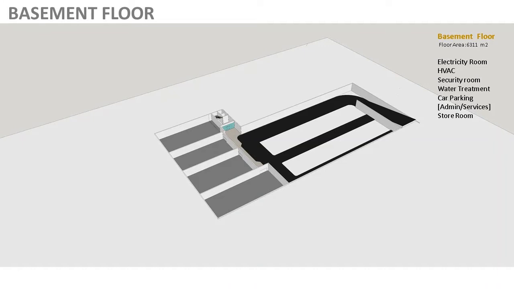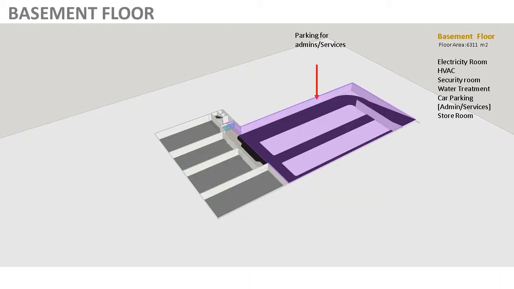Basement floor. Here we have an isometric view of the basement floor, and the basement floor is located at a depth of -4.5 meters from the ground level. The green highlighted portion in this image shows the location where the electricity room, HVAC room, the security room, and the water treatment plant are located.